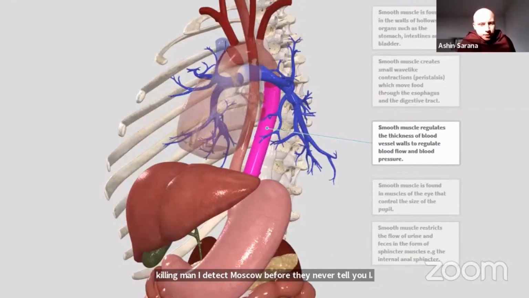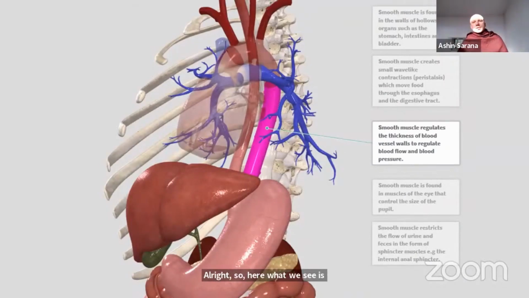All right, so here what we see is a mention of the smooth muscle. Smooth muscles are muscles that are usually related to the organs in the body, and here you see a smooth muscle that regulates the thickness of blood vessel walls to regulate blood flow and blood pressure.